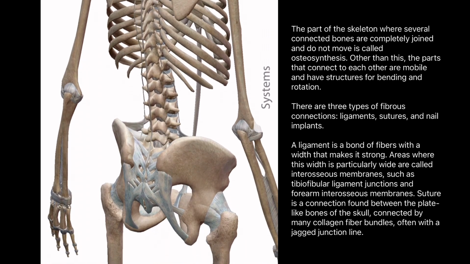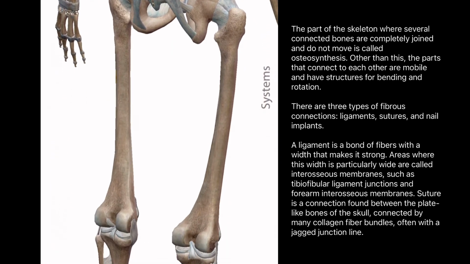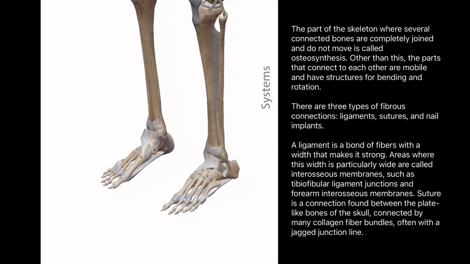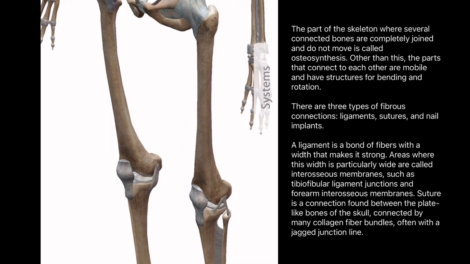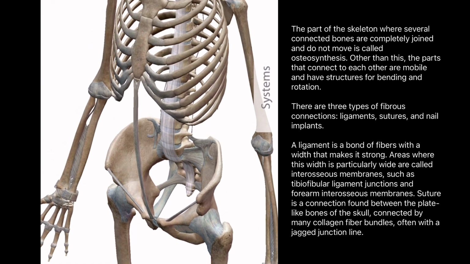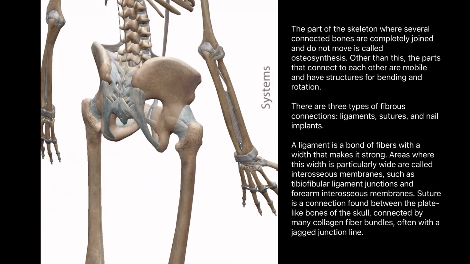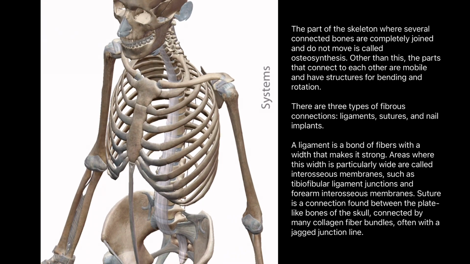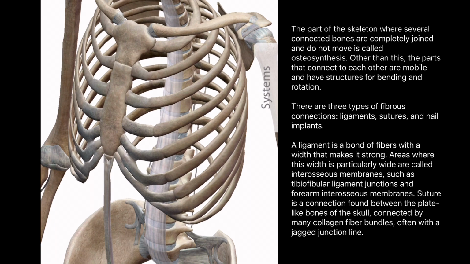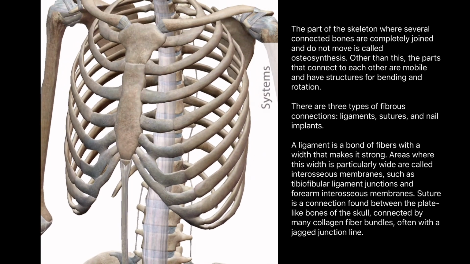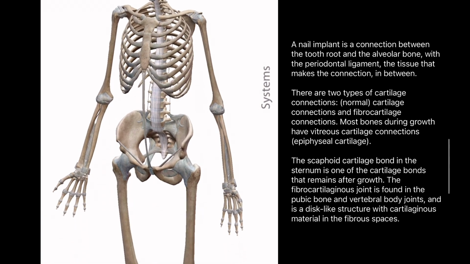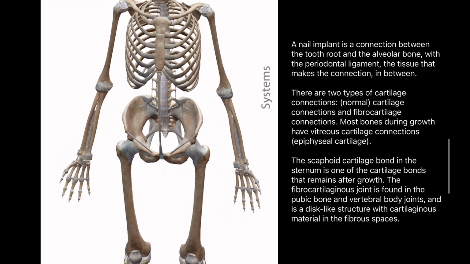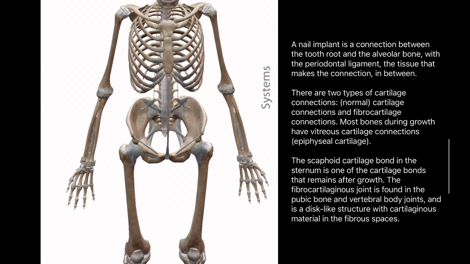There are three types of fibrous connections: ligaments, sutures, and nail implants. A ligament is a bond of fibers with a width that makes it strong. Areas where this width is particularly wide are called interosseous membranes, such as tibiofibular ligament junctions and forearm interosseous membranes. Suture is a connection found between the plate-like bones of the skull, connected by many collagen fiber bundles, often with a jagged junction line. A nail implant is a connection between the tooth root and the alveolar bone, with the periodontal ligament, the tissue that makes the connection, in between.